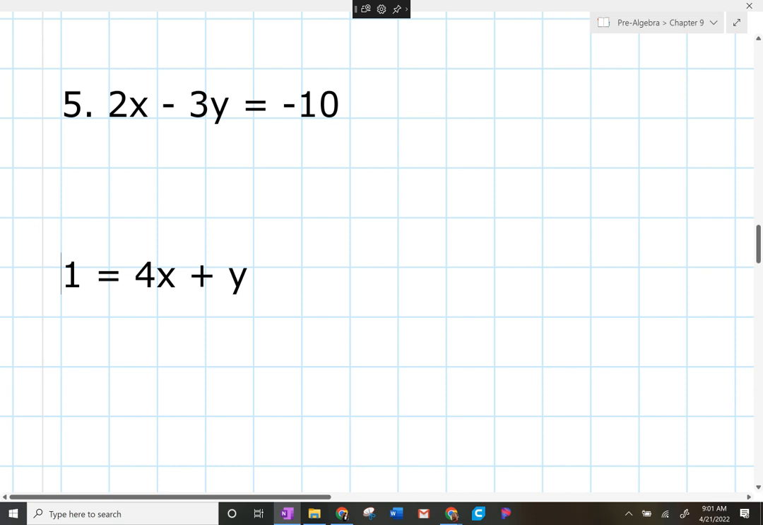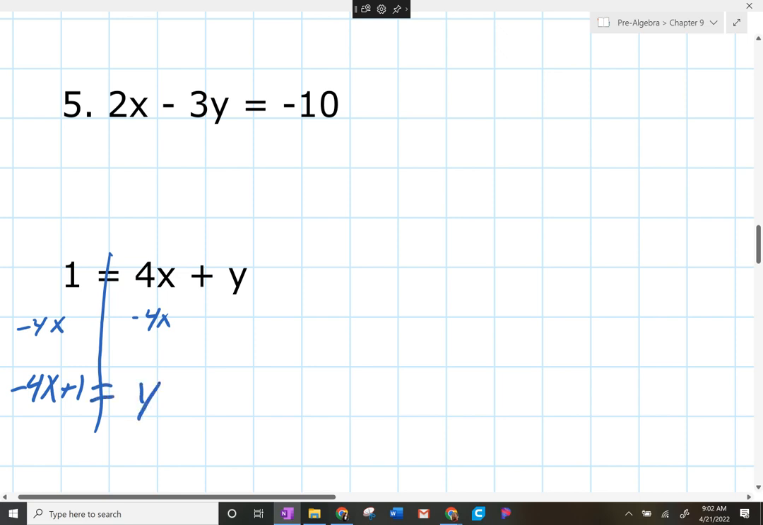The bottom one, yeah. So I've got this y. This y is kind of this lonely letter. It's just the letter y all by itself. So what I can do is rearrange this bottom one to get that y all by itself. I'm going to subtract 4x from both sides, minus 4x to both sides, and I get negative 4x plus 1 equals y.